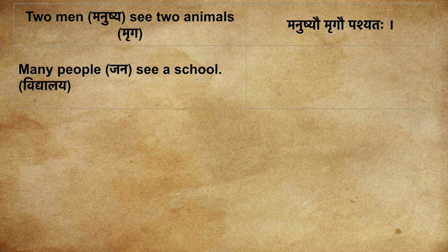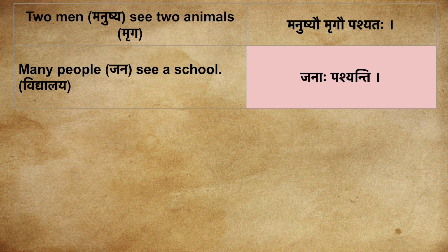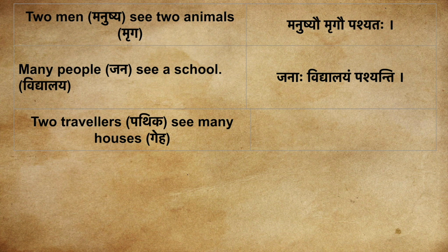Many people see a school. Many people. Janaha pashyanti. Right? Plural. So Janaha kam pashyanti. Janaha vidyalayam pashyanti. Ramam, Ramau, Raman. Vidyalayam, Vidyalayau, Vidyalayan. Okay. Janaha vidyalayam pashyanti.